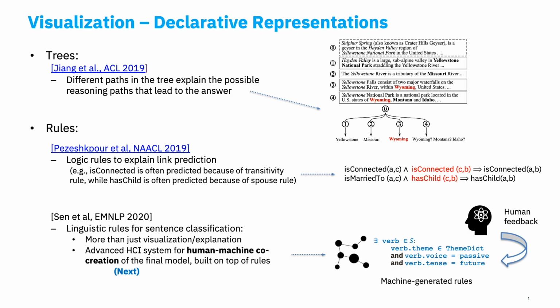So to further facilitate the understanding of rules by a human, one can build more advanced systems that use the rules as a building block for visualization of explanations. As a concrete example, the system developed by Sen et al., which we discussed earlier, and which learns linguistic rules for sentence classification, also provides an advanced interface for human-machine co-creation of the final model. So this allows not only the visualization of the explanations provided by the machine, but also allows the human to give feedback and customize the model itself. So let's take a closer look at this system next.